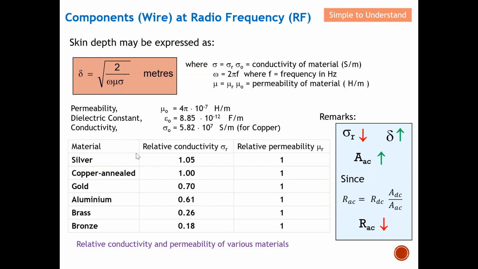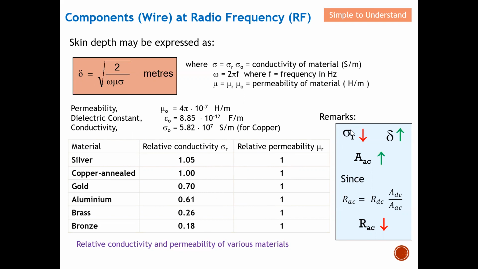This table here shows a few values of conductivity and permeability, in terms of numbers. You can see the numbers here. Later during the part 2 series, I will make use of all these tables to do some calculations. Let's take a look at this here.